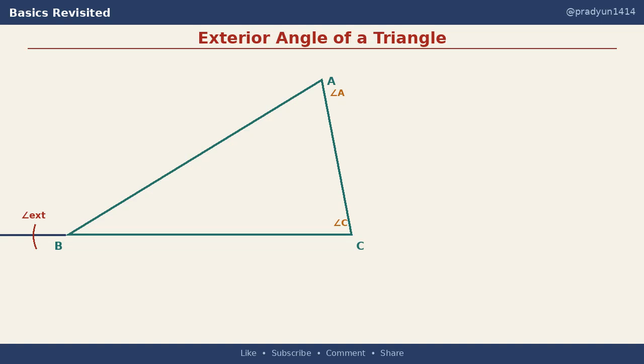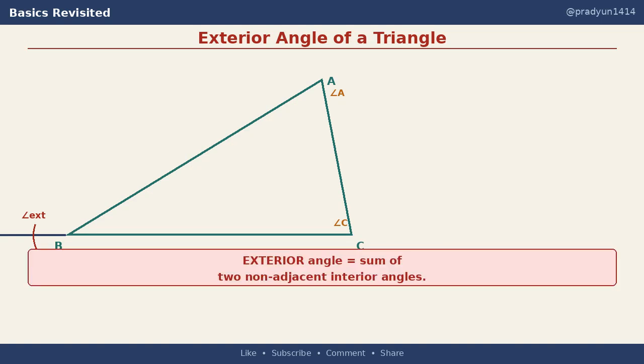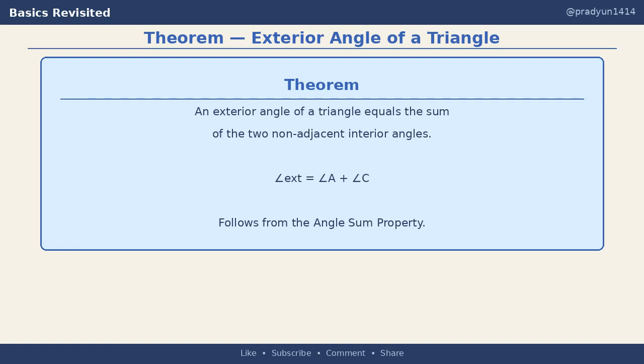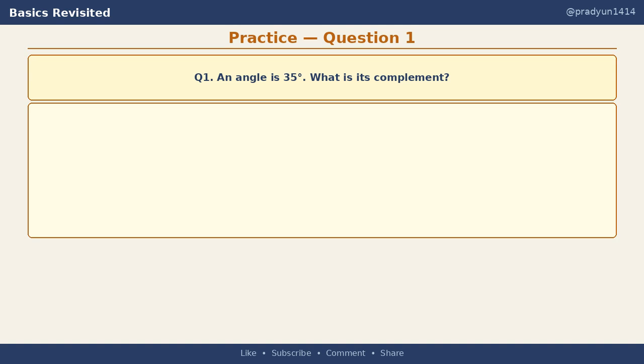The exterior angle of a triangle is formed by extending one side. An exterior angle equals the sum of the 2 non-adjacent interior angles. Theorem: an exterior angle of a triangle equals the sum of the 2 non-adjacent interior angles. This follows from the angle sum property.